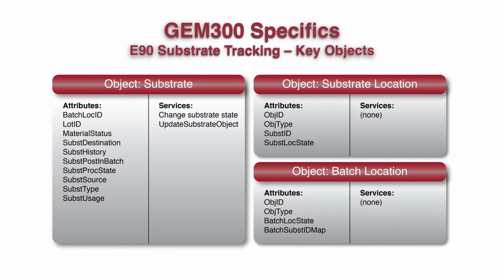So let's look at this picture now, just as an example. The modules that are the messages that deal with substrate tracking. If you remember the E90 substrate tracking standard, there are two principal objects represented there. One is the substrate itself, and the other is a substrate location, which is a place in the equipment that a substrate can land. Each of those objects has multiple state machines associated with it.